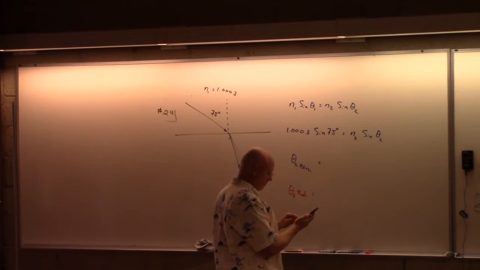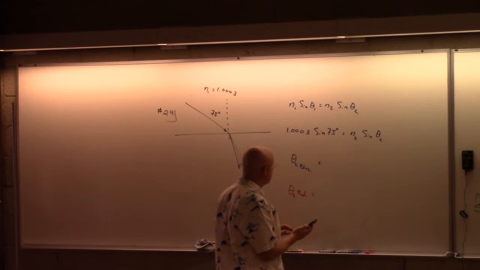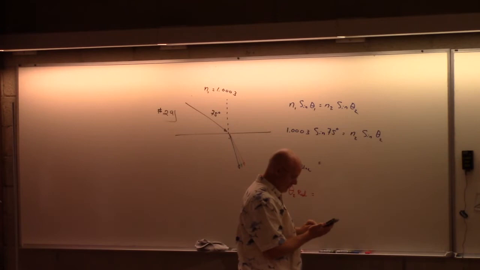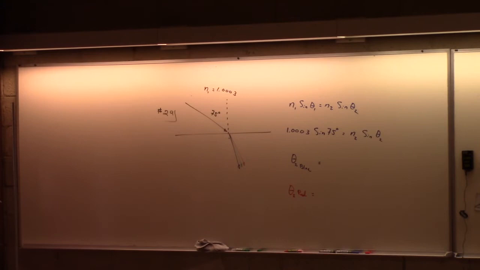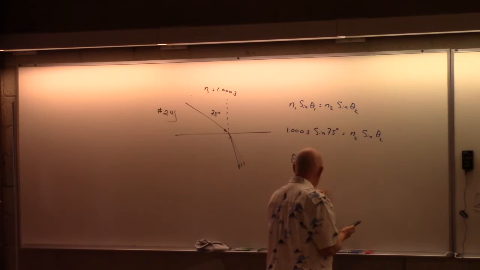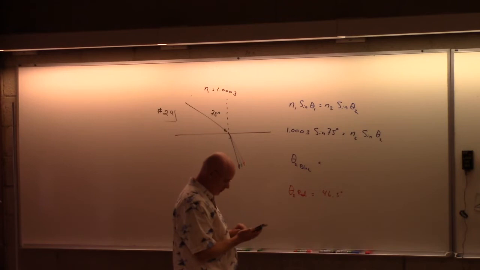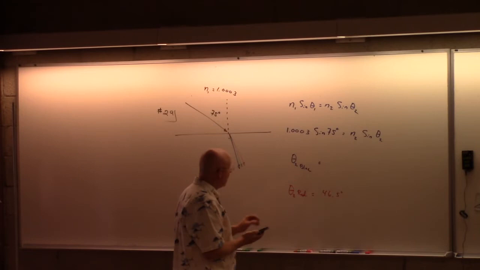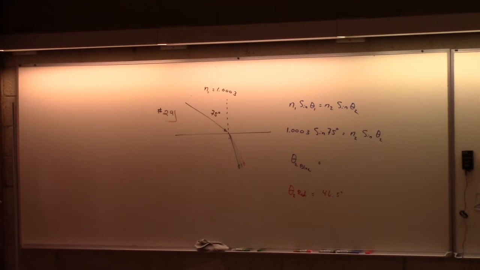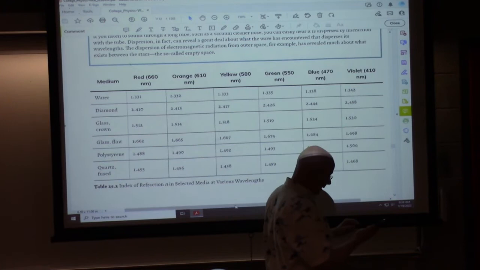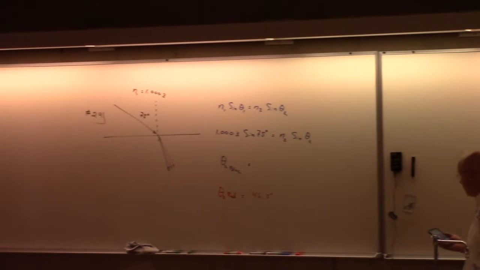So coming over to here, I'm going to go 1.0003 multiplied by the sine of 75 degrees. Then I'm going to divide it by 1.331. Let me just double check. Is that what I said for red? Okay. And then I will go the inverse sine of that. And so for red, the angle would be 46.5 degrees. But for blue, okay, 1.0003 times sine of 75. Let me put this back in my calculator and divide by the index now for blue. Okay, so violet is 1.342. And so we are looking at 46.1 degrees.